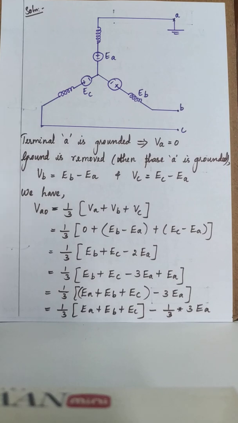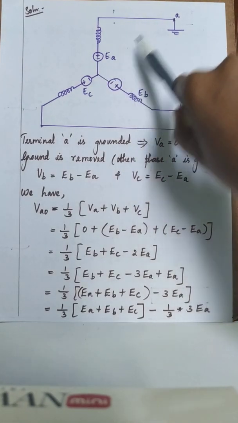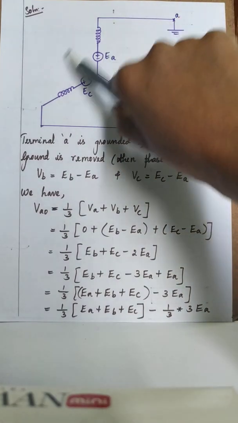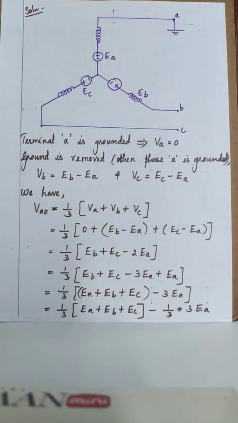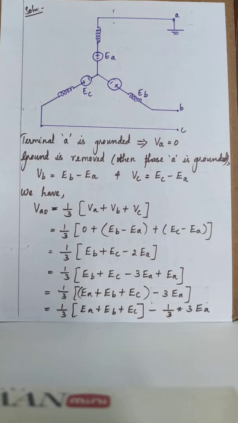Neutral ground removed and phase A terminal is grounded. By removing the neutral ground and grounding terminal A, the diagram is drawn like this. Let us take EA, EB, EC as the EMFs induced in the three phases. We have considered star connected because they had given a grounded three-phase generator. That means a neutral point should be there for grounding.